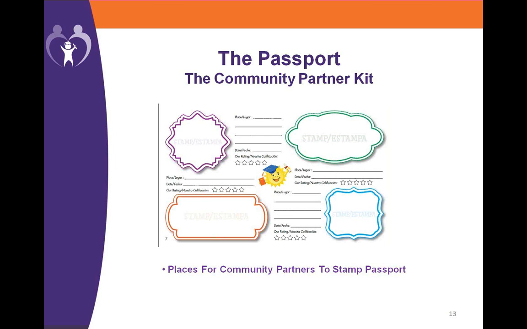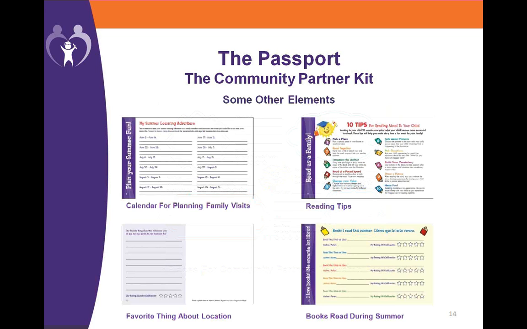All right, so next page, this is another page in the passport, and this piece is going to be particularly important to you as community partners. This is one of a few pages that families can actually ask you to stamp. On this particular page, there are 4 areas for stamps, so a family can go to 4 different locations and have each location stamp this page. We're asking them to write the name of the location, the date they visited, and then to ask the location to stamp their passport. So this particular page is going to be important to you to know.